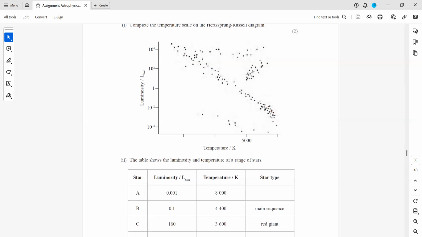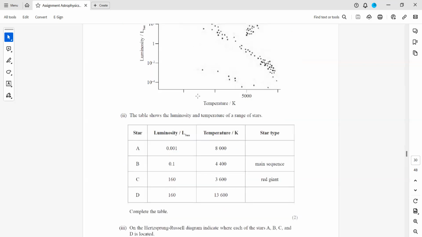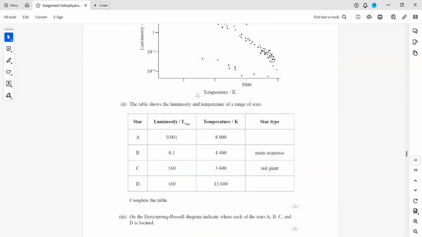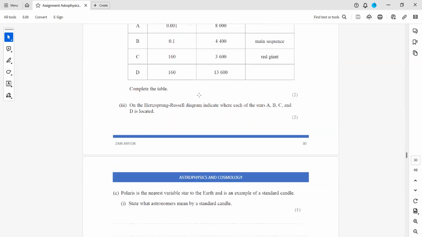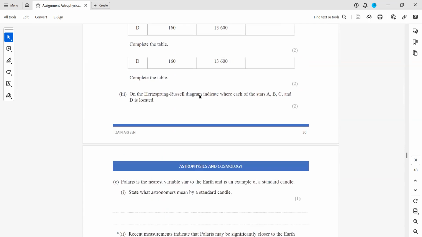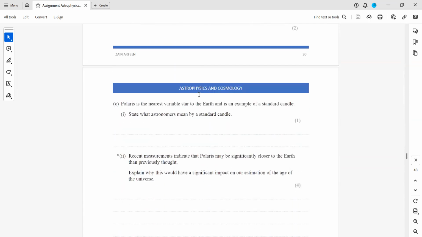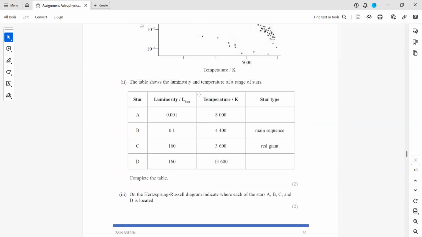What type of star is A? This region, A is likely to be a white dwarf, because white dwarfs have high temperature and low luminosity. D is likely to be a blue giant, or a main sequence is also acceptable. But they did not ask us to show it on a luminosity chart, we have to complete the table.